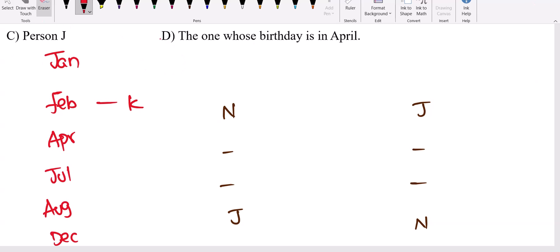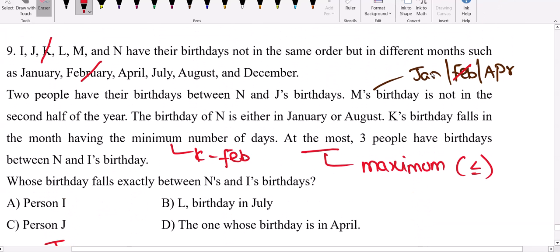Okay, do two things in parallel. One with N at January, and one with N at August. They've given two options, either January or August, right? Then you play accordingly. So N at Jan and K, or N at August.